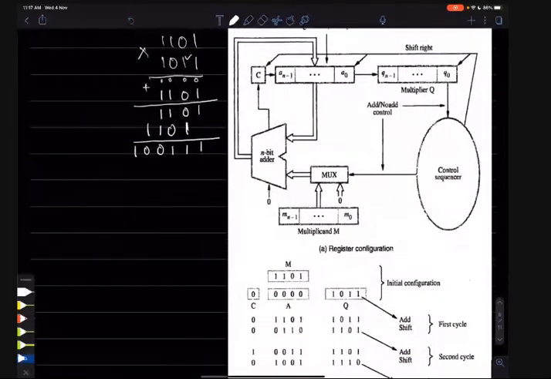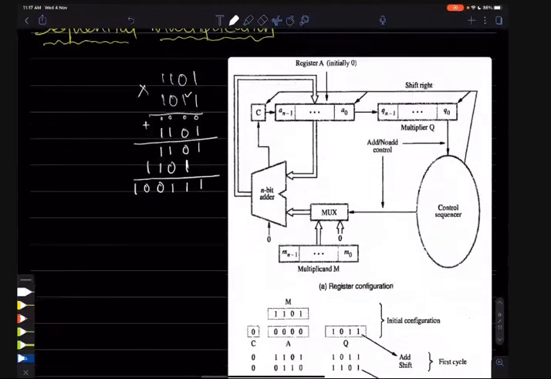So what type of shift operation have you seen here? In this case, what type of shift operation have you seen? Can anyone tell? What type of shift operation? There are two types of shift operation: left shift, right shift. So what type of shift operation have you seen here? Anyone?